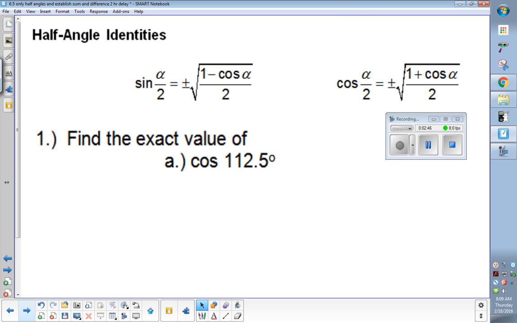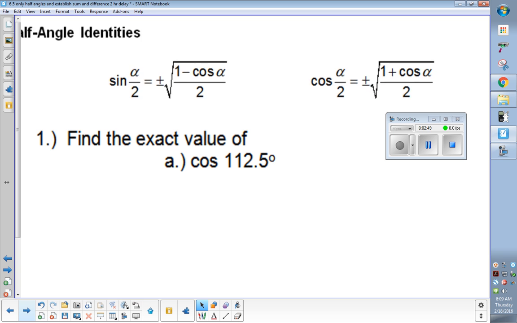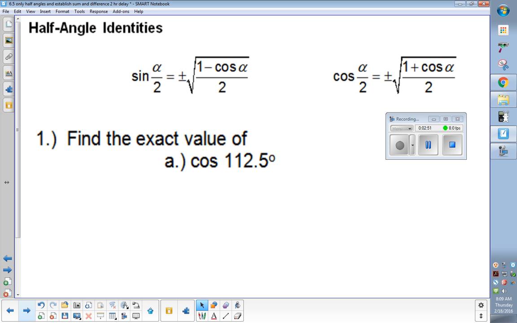So today we're using a new set of formulas. They're called the half-angle identities. Okay, these identities work no matter what. You can plug in any angle you want and it would figure these things out for you. Okay, so sine of alpha divided by 2 is going to be equal to this. Cosine will be equal to that one.